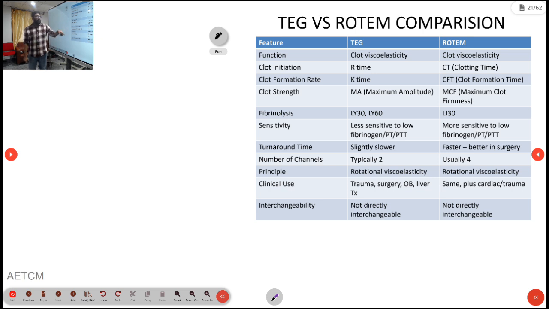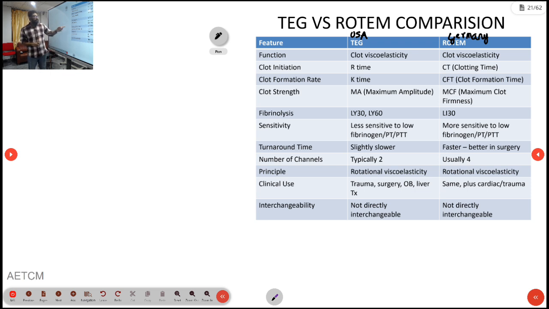As for turnaround time, the whole procedure is slower in TEG and faster in ROTEM. So if we need any component transfusion in between surgery, it is better we go with ROTEM. TEG is basically a USA based study, it was the initiation, and ROTEM was initiated in Germany. So basically ROTEM is preferable. Yes, ROTEM has more advantages compared to TEG.